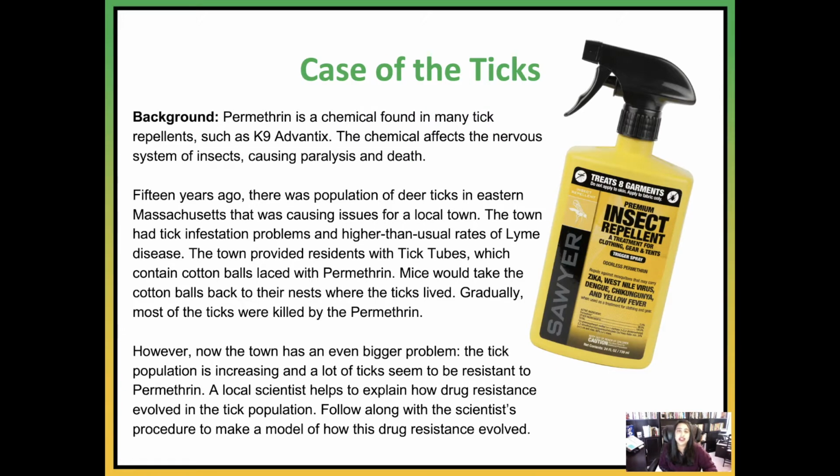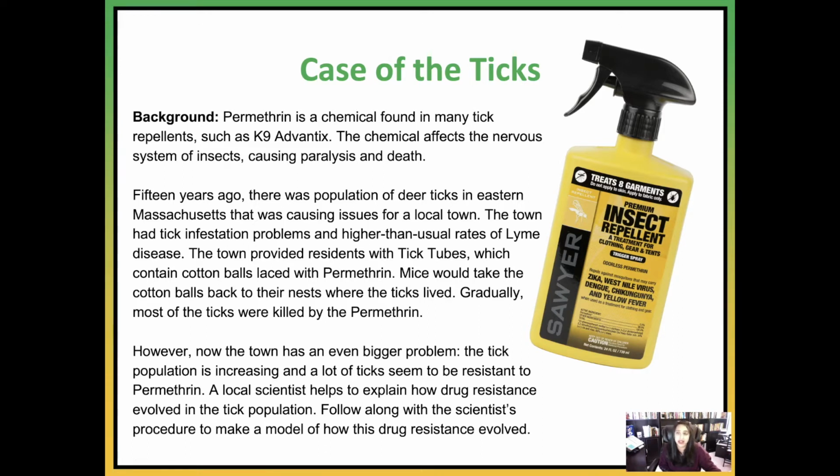So we're going to look at a specific example called the case of the ticks. We're going to look at a chemical called permethrin, which is a chemical found in many tick repellents. And you can see an example of an insect repellent. If you look really closely on your screen, you can see permethrin is one of the active ingredients. This chemical actually affects the nervous system of insects, which eventually leads to paralysis and death of those insects.